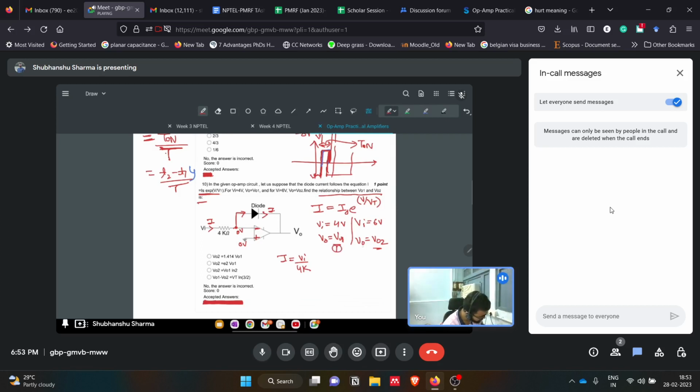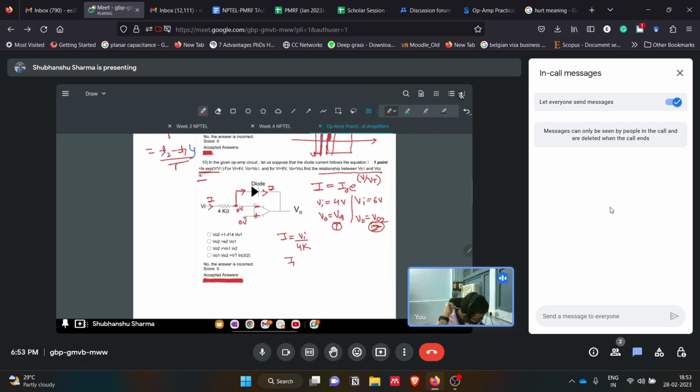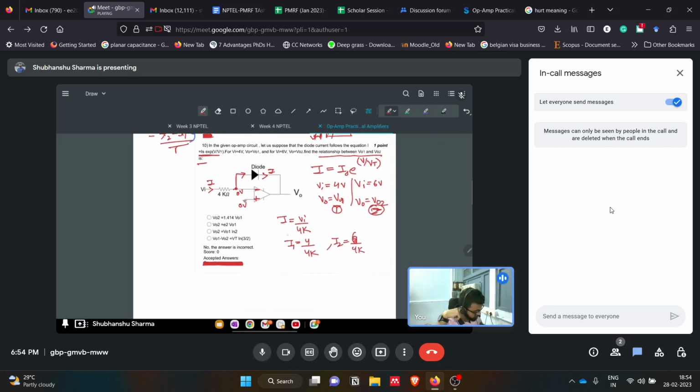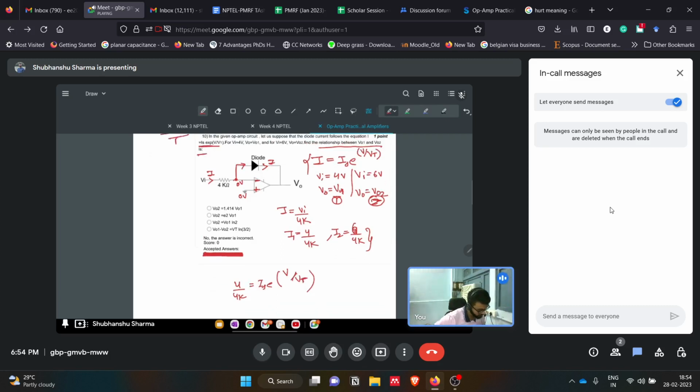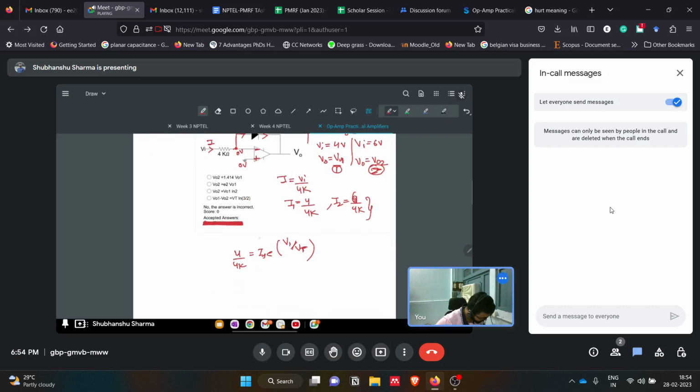Now we have two cases. This is case 1, this is case 2. Based on these cases, we have I1 equals 4 by 4K and I2 equals 6 by 4K. If we substitute these two separately in this equation, then 4 by 4K is Is e to the power V1 by Vt, where Vt is the threshold voltage of the diode. That is not changed. And 6 by 4K is Is e to the power V2 by Vt.